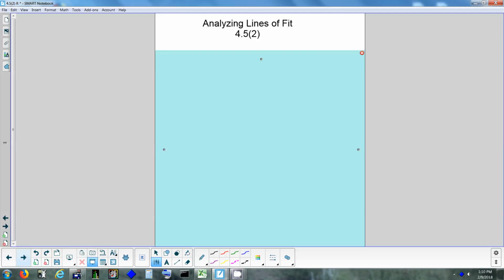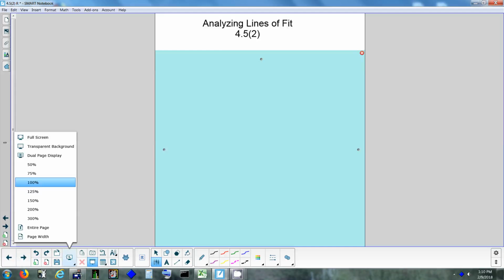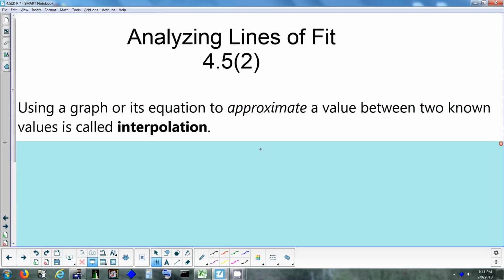So there's a name for that. The type of prediction that I just did was called an interpolation. So guys, that first blank on the back side, you're going to write interpolation. What I did is I used a value that I knew from the table, another value that I knew, and I made a prediction between the two. Any question on that idea?